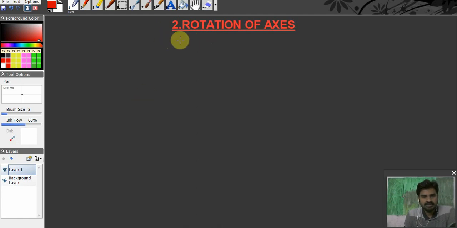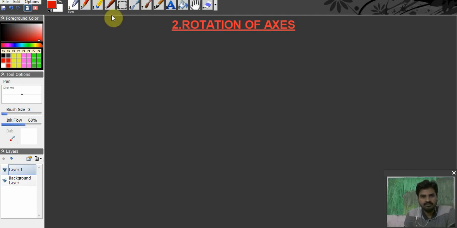In the before class, I had explained about the transformation of axis. In that, the first concept, the translation of axis, was completed in the last class. Now we are in the topic rotation of axis. This is the second part of the transformation of axis.